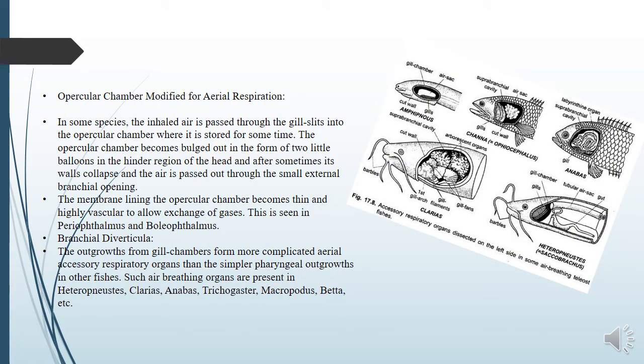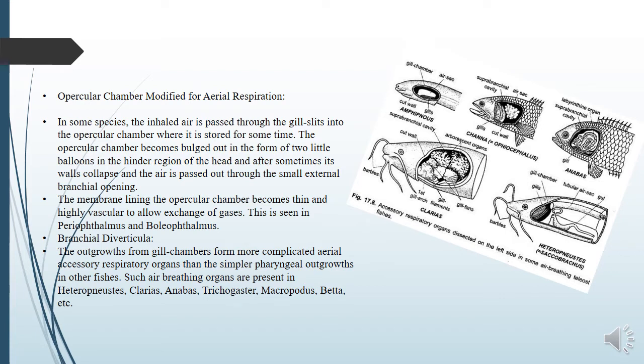Opercular chamber modified and adapted for aerial respiration. In some species, namely Symbranchus, Monopterus, and Periophthalmus, the inhaled air is passed through the gill slit into the opercular chamber where it is stored for some time.